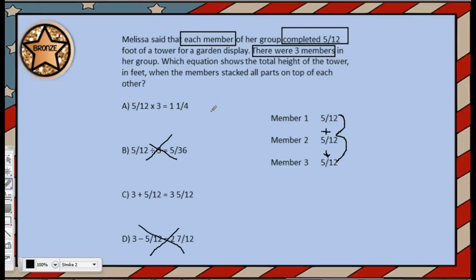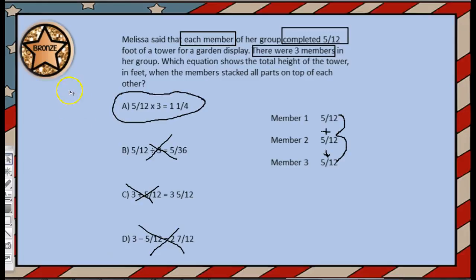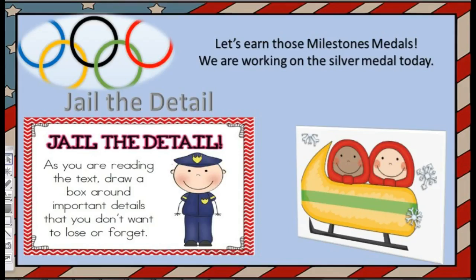That's right. Repeated addition is another word for multiplying. So I don't even have to check the answers because I know that this is trash. I can slash the trash. And I know that this is my only answer choice because I'm multiplying, the 5/12 times 3. Didn't mean to cross that out. So A is the correct answer. All right, let's go to the next question. Remember to jail the detail.